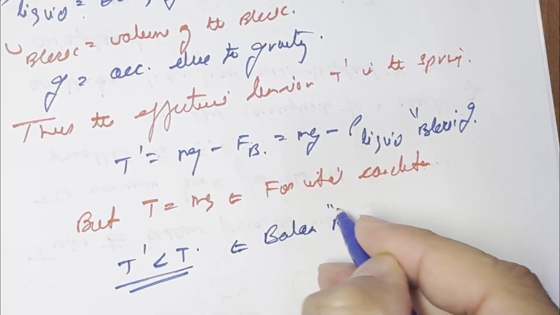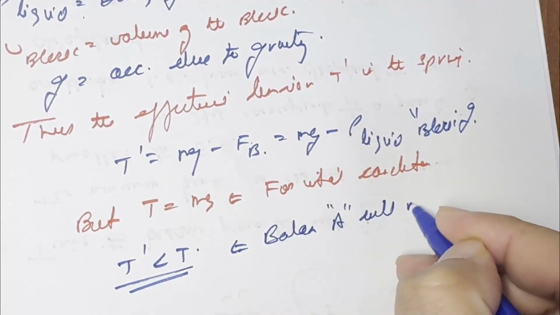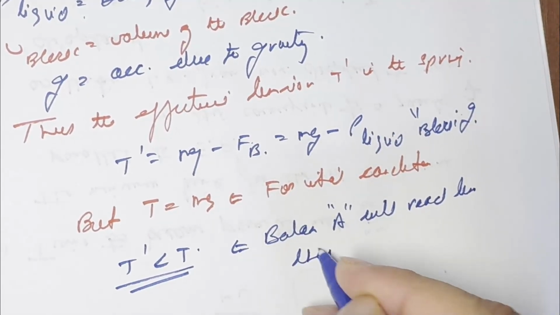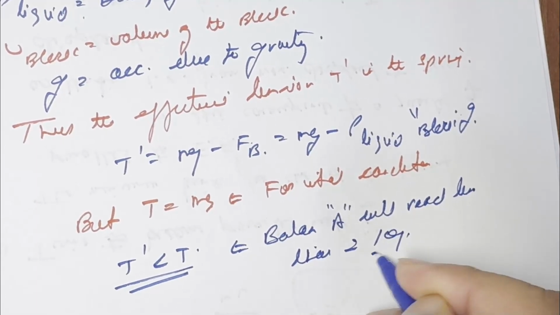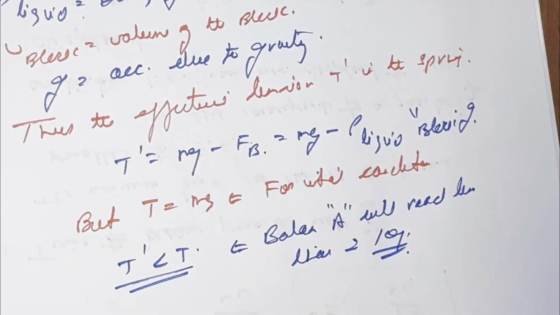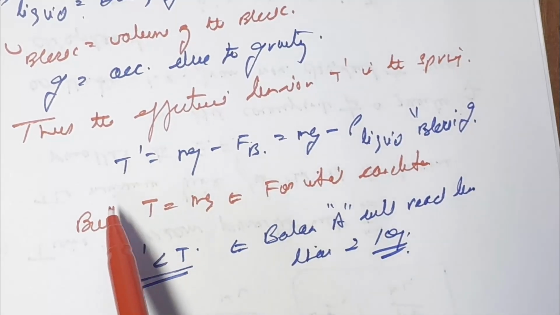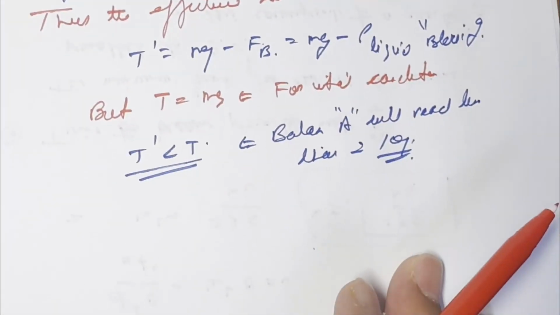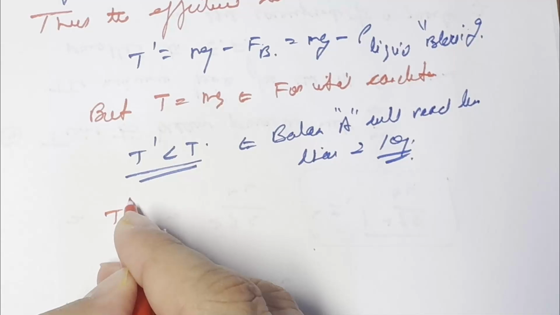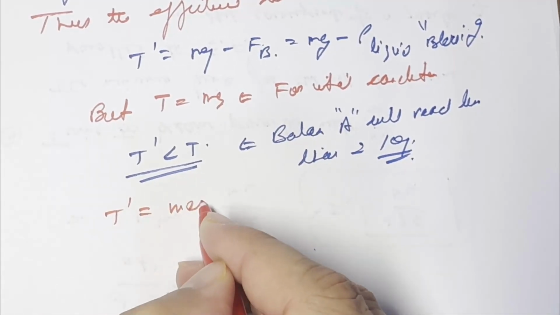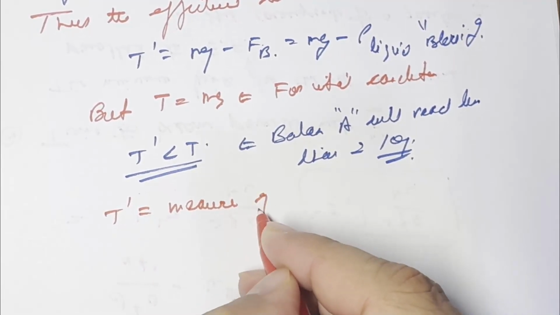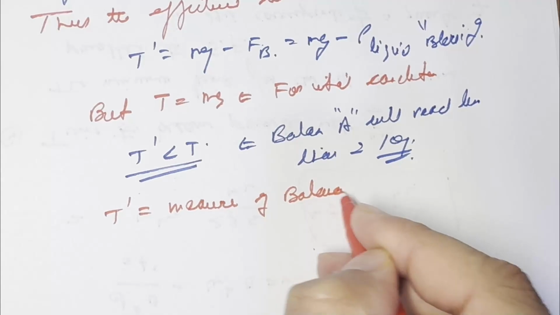Balance A will read less than 2 kg, because T prime is nothing but the measure of balance A. You can say from here that T prime is the measure of balance A.